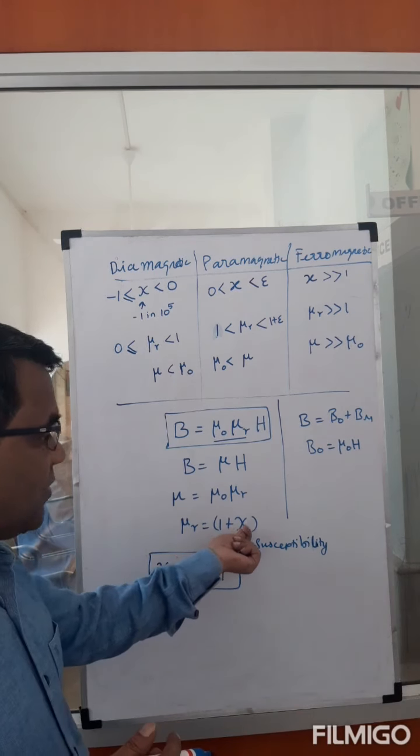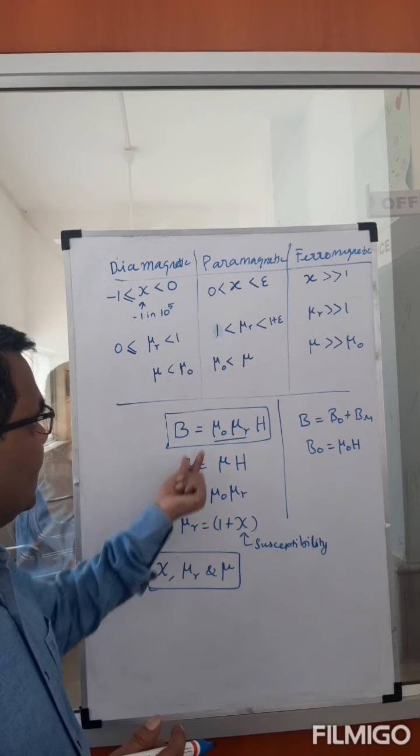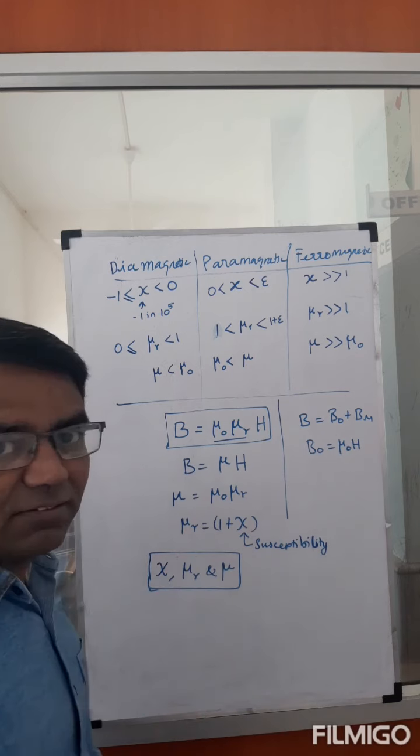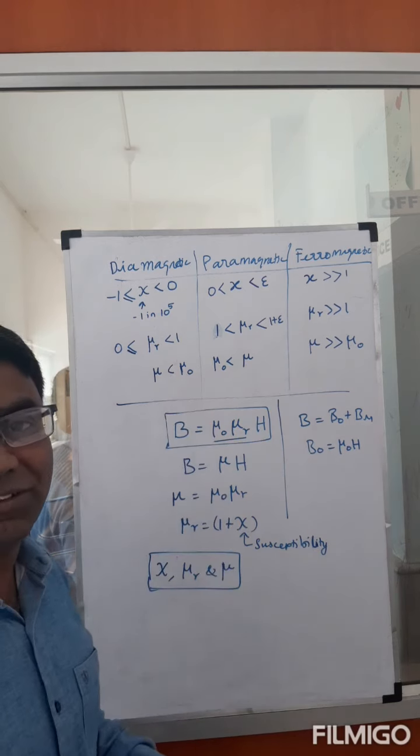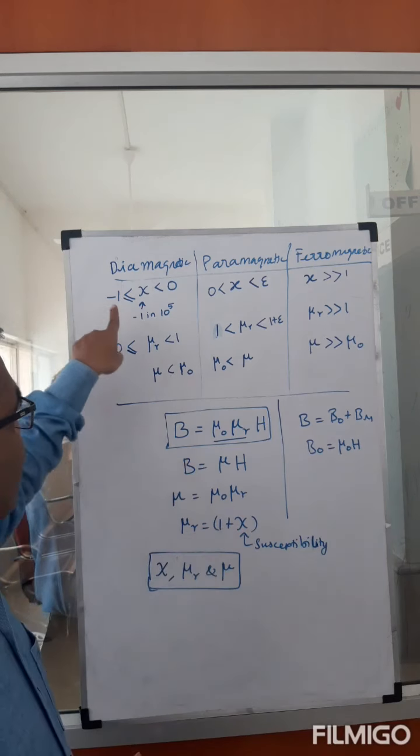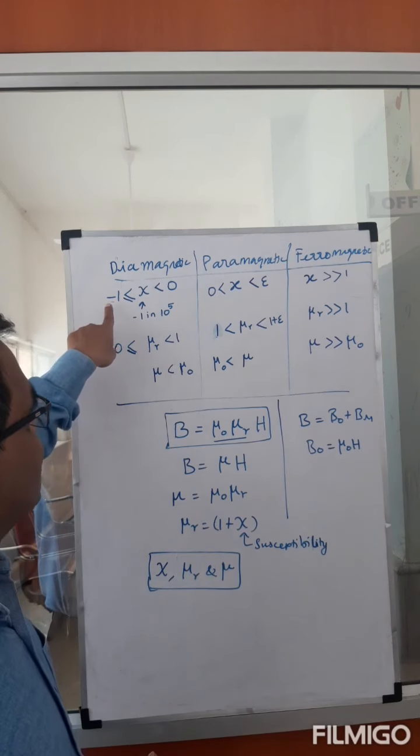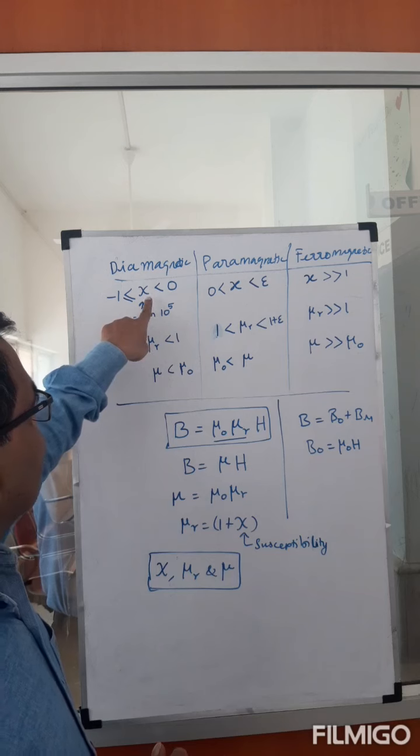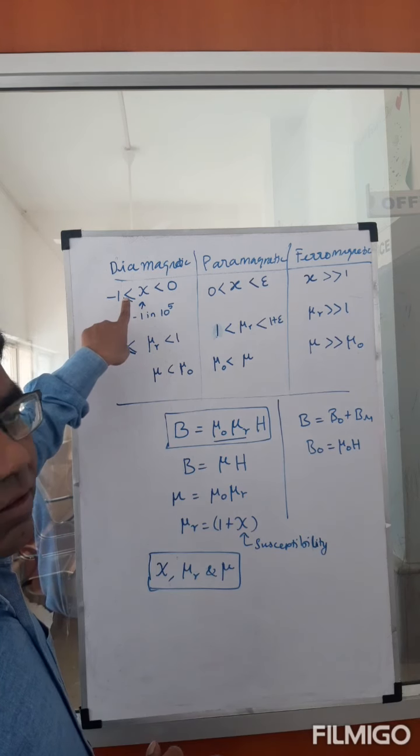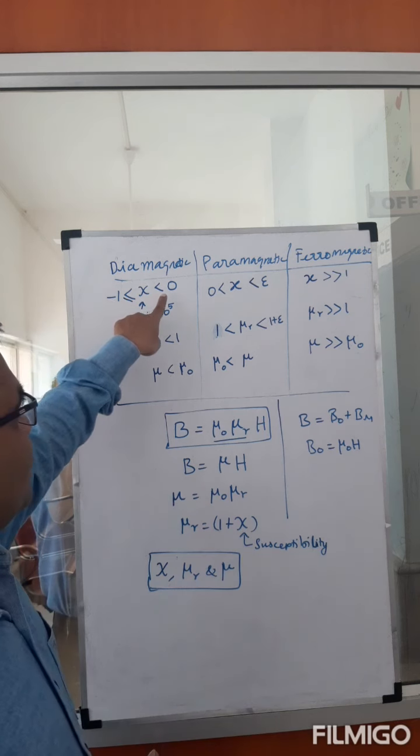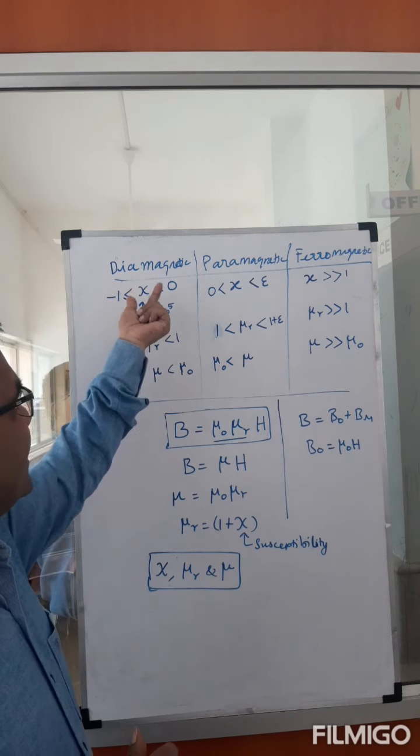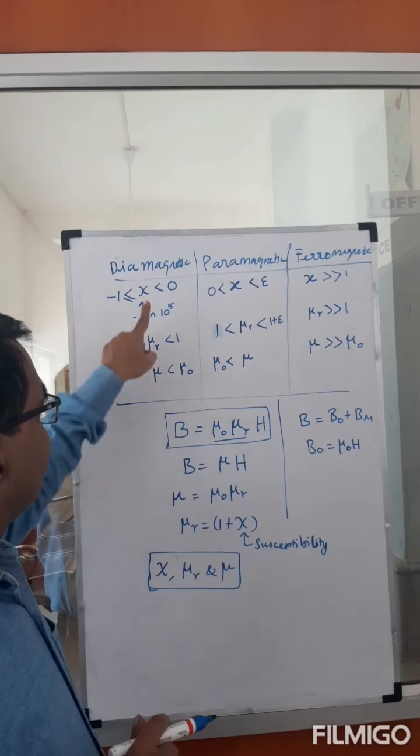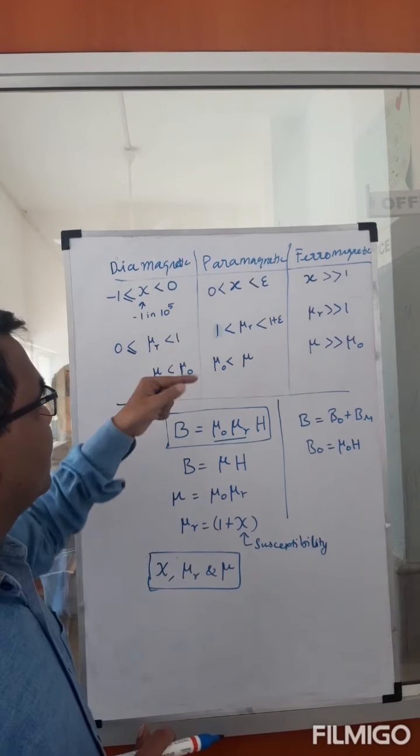Why? If this is minus 1, then mu r becomes 0, then there will be no magnetic field here at all. It cannot be less than that. You can't have a negative magnetic field or something. So this is the lower bound, minus 1. So xi is greater than or equal to minus 1 but less than 0. What you basically say here is that xi is a negative quantity.